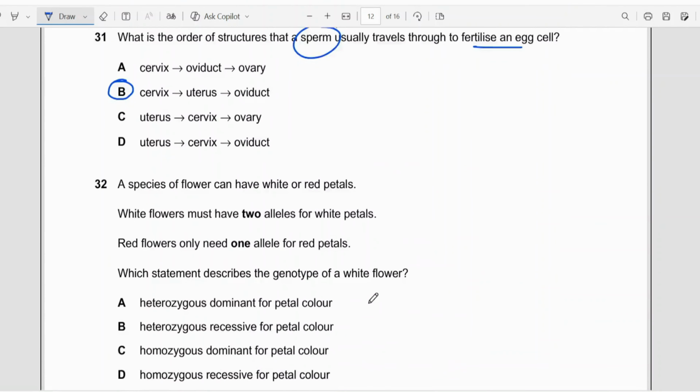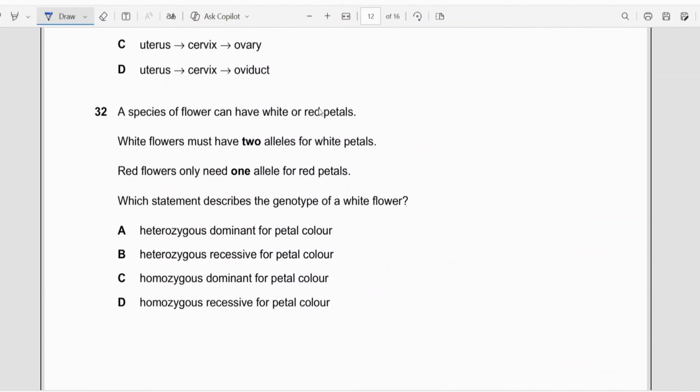The species of flower can have white or red petals. White flowers must have two alleles for white petals. That one is recessive, while red only needs one allele. So this one is dominant. So what is the genotype of the white flower? You have already been told. Homozygous recessive.